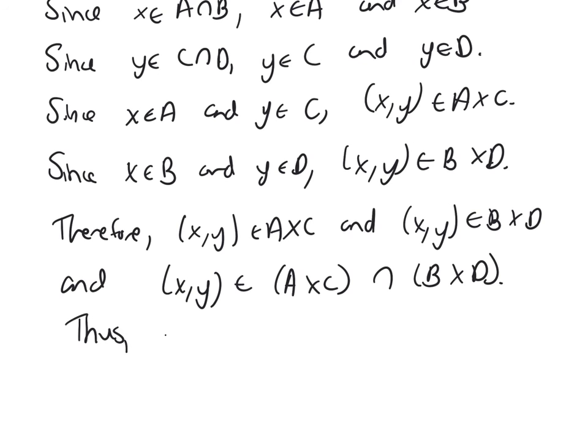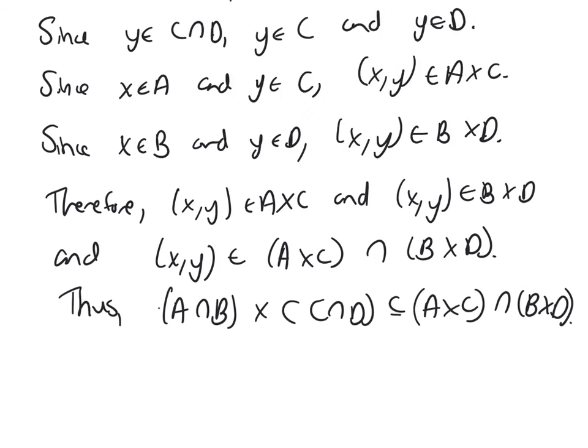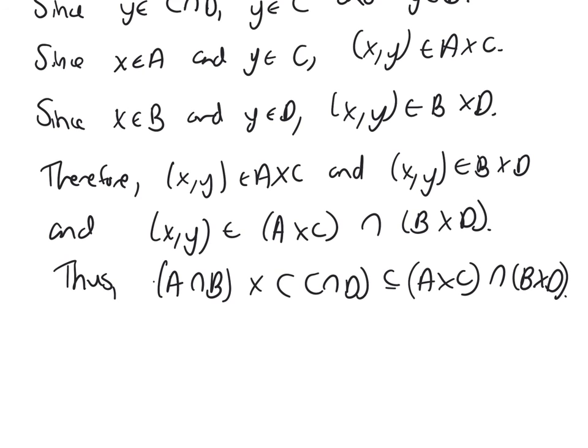So we've proved that (A ∩ B) × (C ∩ D) is a subset of (A × C) ∩ (B × D). And this completes part 2 of our proof. And so because we've proven part 1 and part 2, we've shown that both sets are subsets of each other, which means that we've established that these two sets are, in fact, equal.